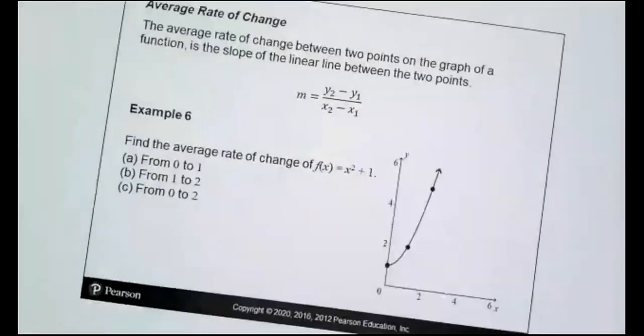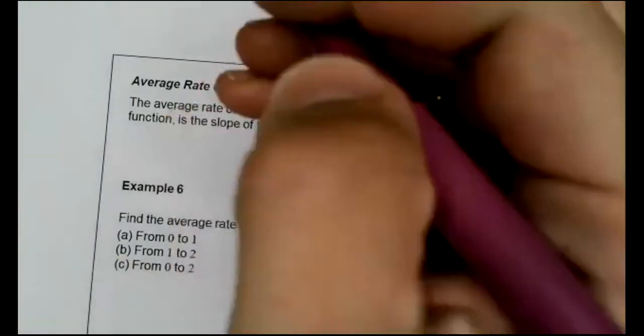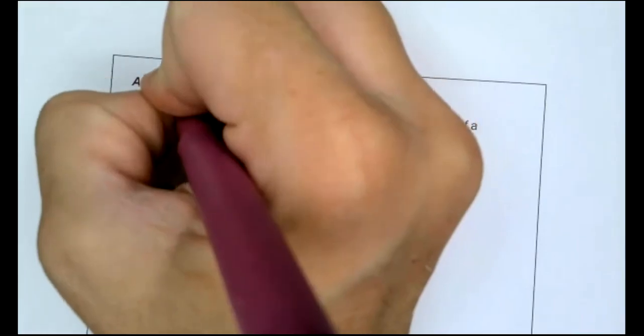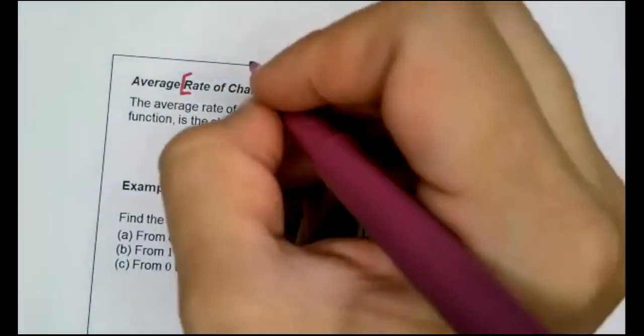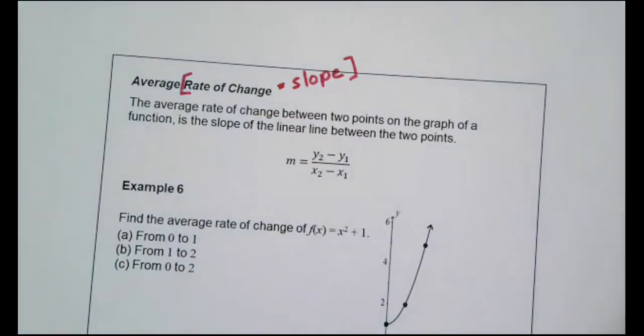Last one, average rate of change. Have you heard of rate of change before? It is just the slope, right? Rate of change is the definition for slope. It is called average because we don't have a straight line.